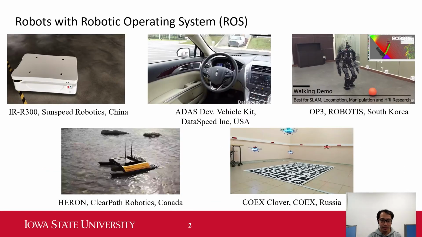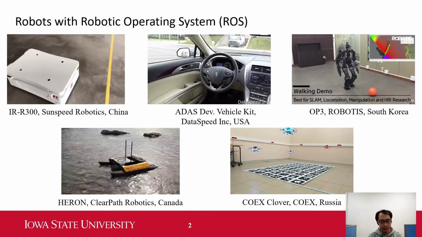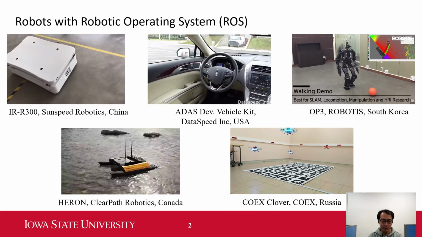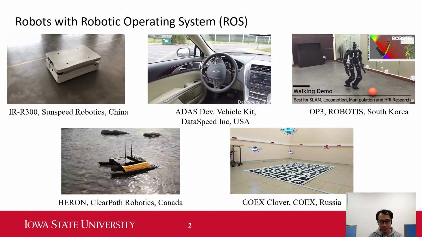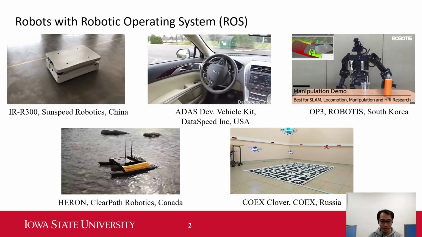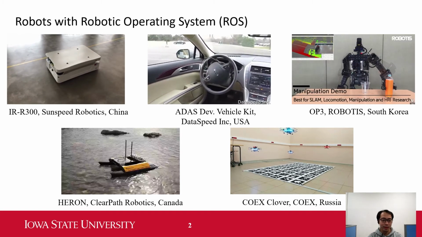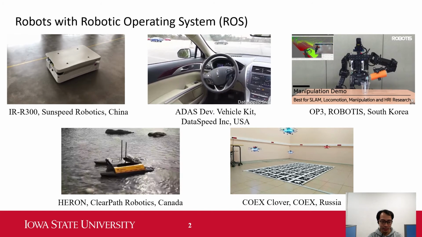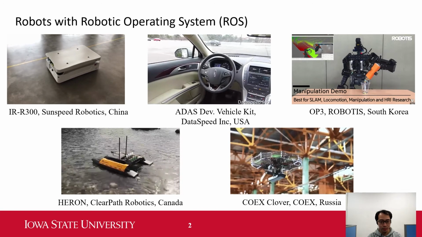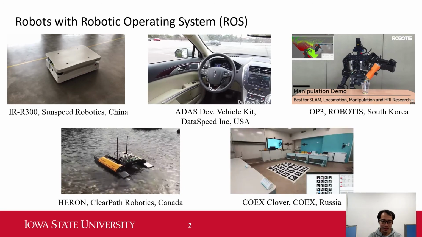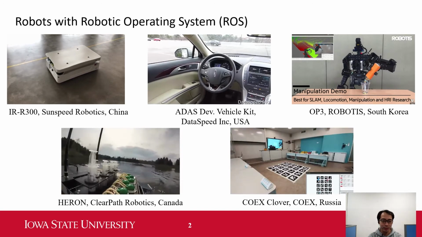So there are many robots of different types developed for different applications, like ground robots in transportation, like autonomous driving, and legged robots as service robots. These are ground robots. Also, there are robots in the water and in the sky. So what do they have in common? I would say they have the same kernel, which is called ROS, Robotic Operating System.